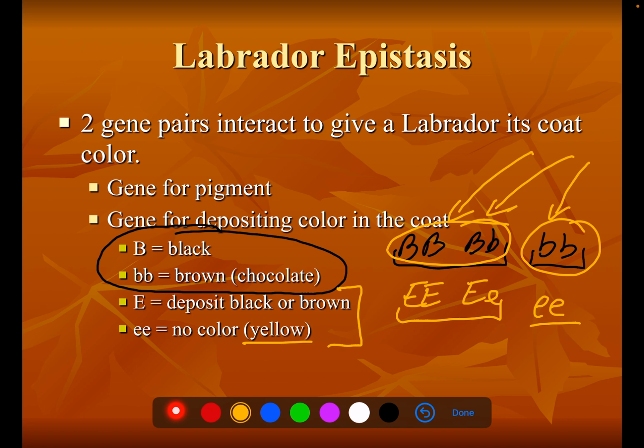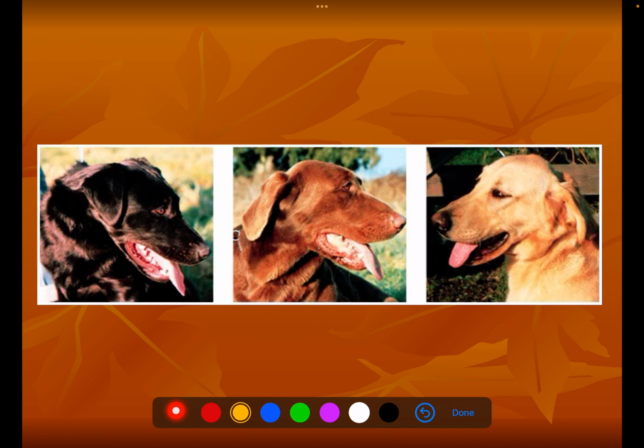which is pretty cool. And so when we look at labs, we can see that this lab right here is clearly a black lab, so it has to have at least a big B, right? And because it's black, it must have at least a big E. Do we need to know what goes there? No. We know that you have at least one dominant allele making you black, and we know you have at least one dominant allele allowing you to put down that color. So it doesn't matter what you have here. You have a big B, you have a big E, that allows you to be black. What about for the chocolate one? Well, it has to be little b, little b.